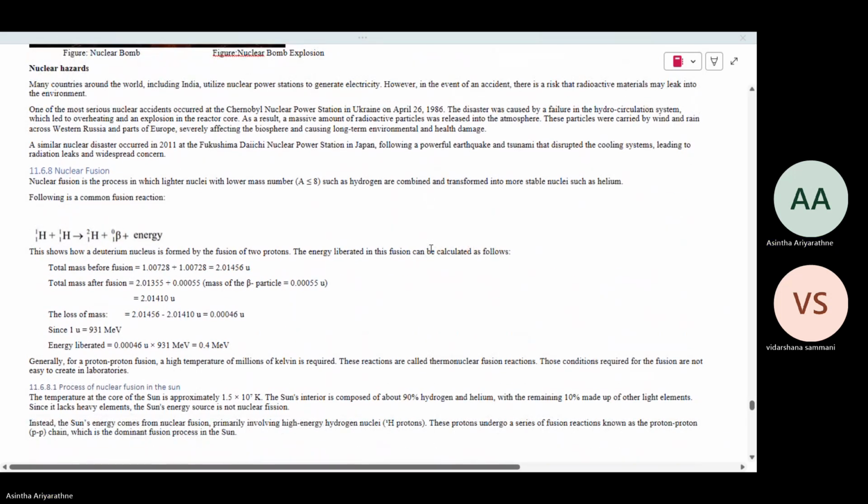Then the second type: so now we know the nuclear fission reaction. Nuclear fission reaction is the breaking of a huge unstable nucleus into two more stable nuclei. That is the nuclear fission reaction. Nuclear fusion is the inverse of that.